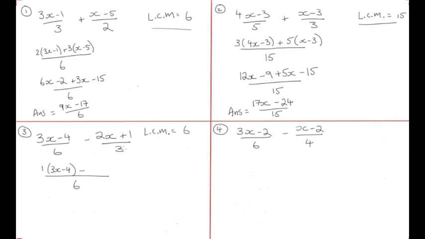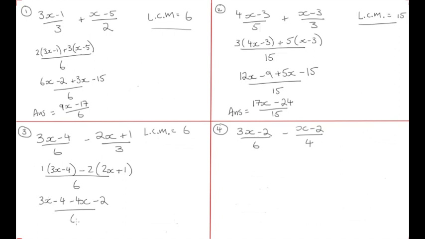Now, the minus comes from here. For this 3 to become a 6, it has to be multiplied by 2. So we have to multiply the top expression by 2. And that's plus 1. Okay, now let's multiply these out. Well, that stays the same because it's multiplied by 1. So it's 3x minus 4. And then minus 2 multiplied by 2x is minus 4x. And minus 2 multiplied by plus 1 is minus 2.